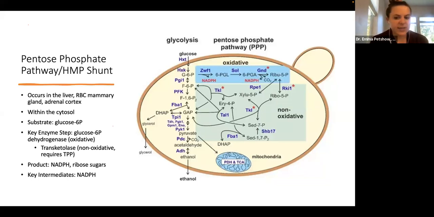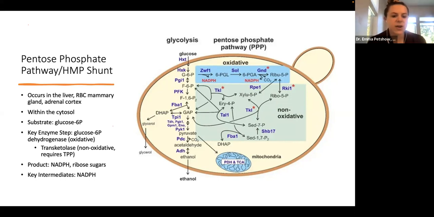There's 2 main phases here: oxidative, which is represented in blue, and non-oxidative, which is represented in green. Both of these occur in the cytoplasm. So we're not having this take place in mitochondria. So it's different in that sense. And there's no ATP used, and there's no ATP produced.